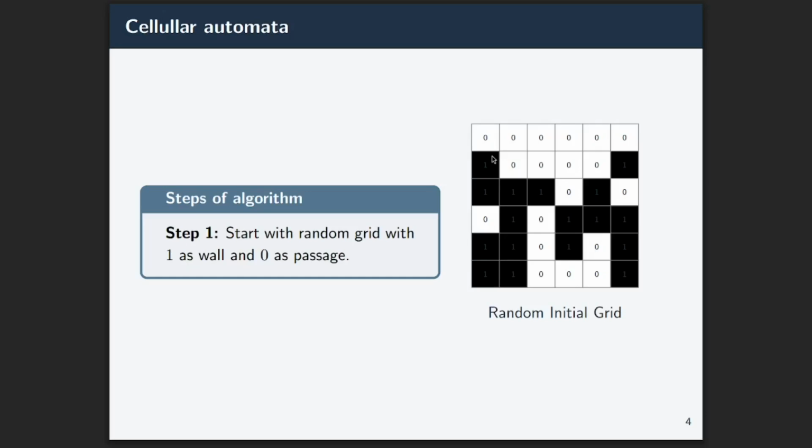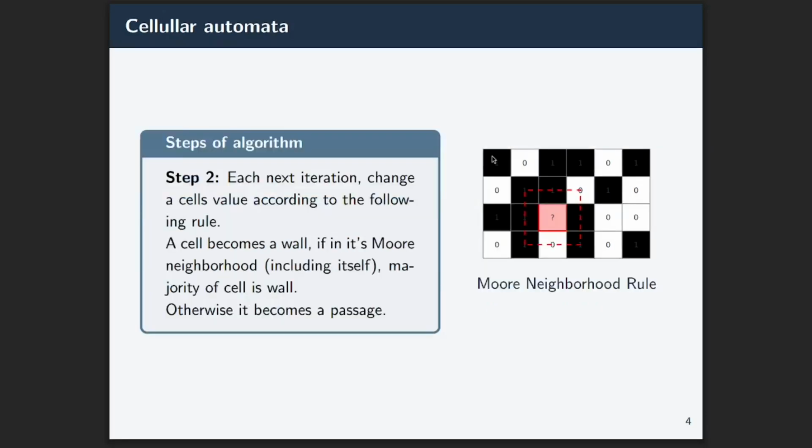Cellular automata is an iterative algorithm that will transition the zeros and ones to something else with a very simple rule. The rule is, consider this red cell and its Moore neighborhood. In its Moore neighborhood, we can see 8 surrounding cells, and including the cell itself, we have 9 cells. If among the 9 cells, the majority of the cells are walls, in the next iteration, this will also become a wall. Otherwise, it will become a passage. So this is a very simple transition rule.